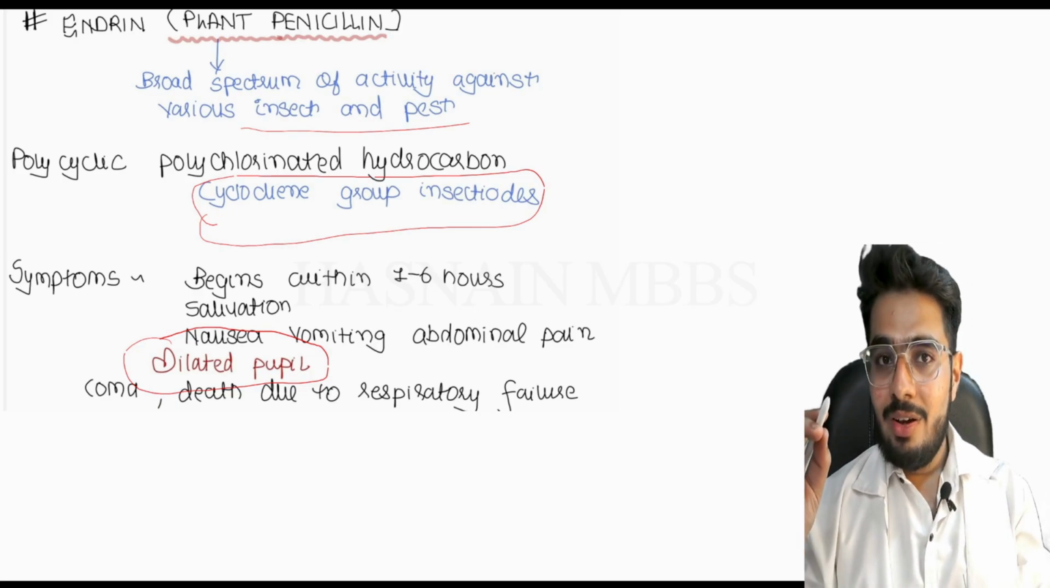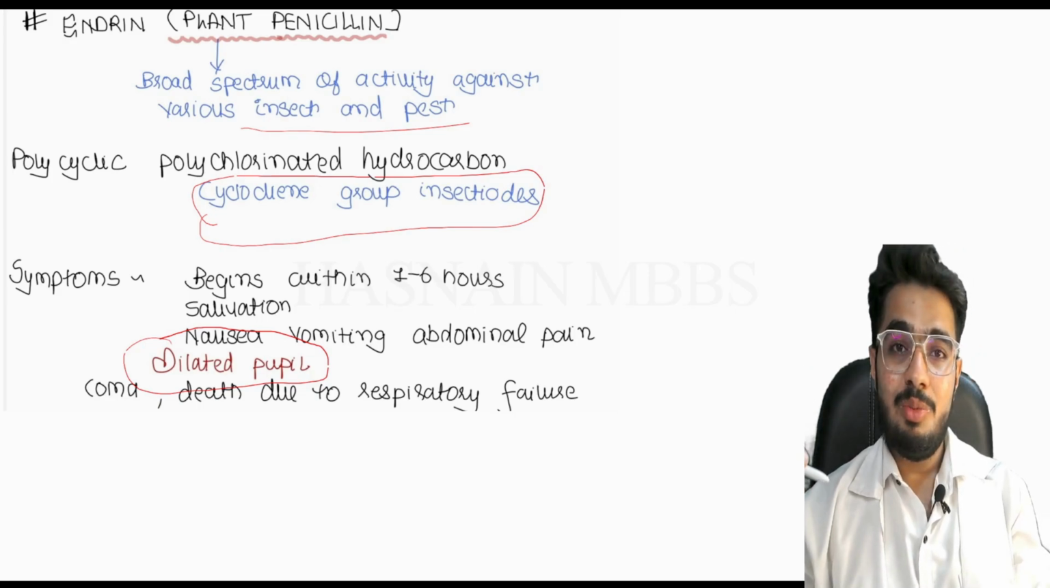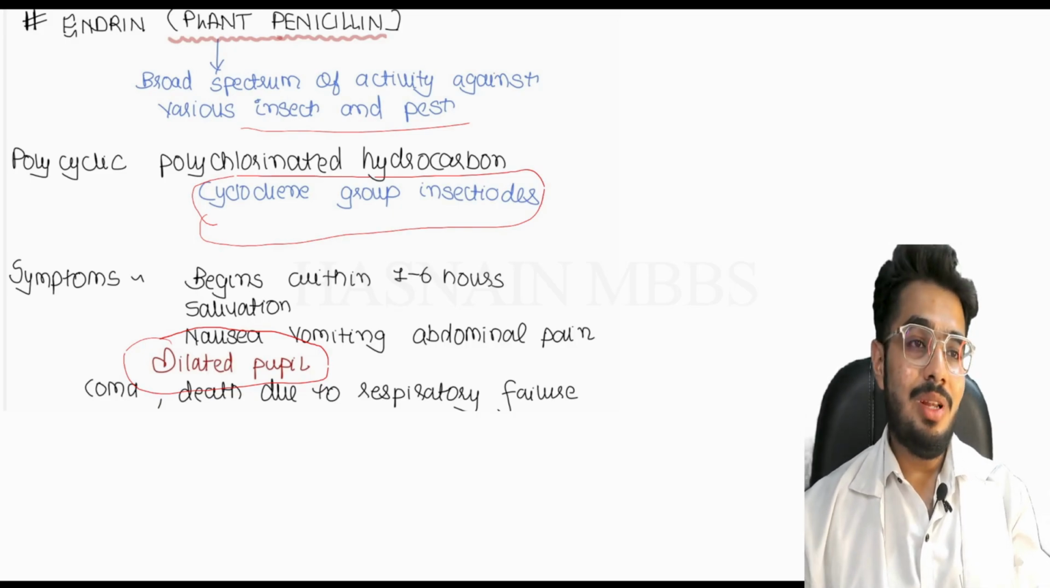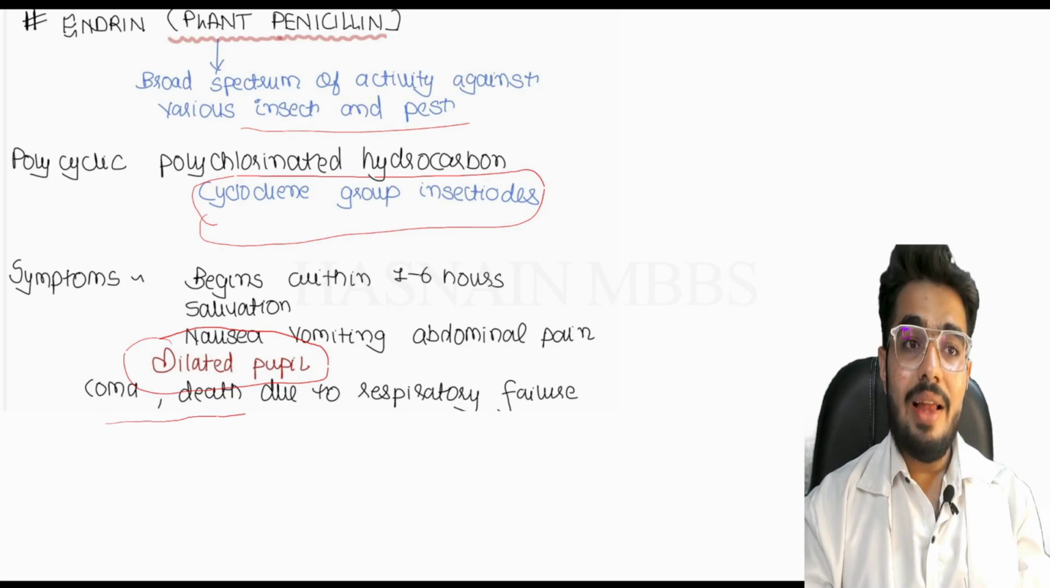Which of the following organophosphorus compounds will cause dilation of the pupil, or which of the following agricultural poisonings will cause dilation of pupil or mydriasis. It can cause coma and death due to respiratory failure.